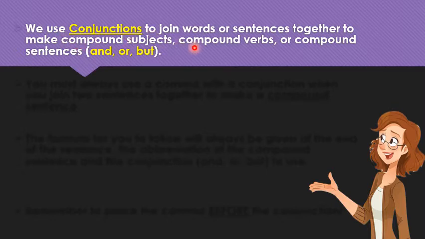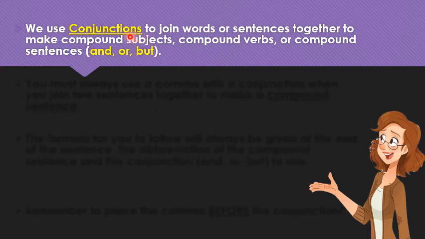If I want to put 2 verbs together, I have to put a conjunction between them. Or if I have two sentences and I just want to join them together to make a compound sentence, I have to put, of course, a conjunction between them. Okay? And we only have 3 conjunctions here. What are they? And, or, but. These are the 3 conjunctions.